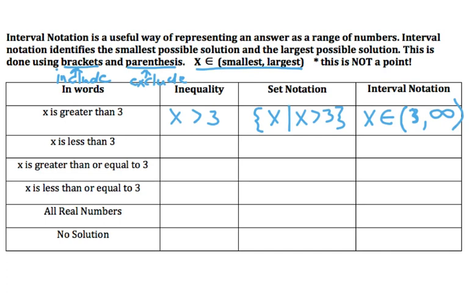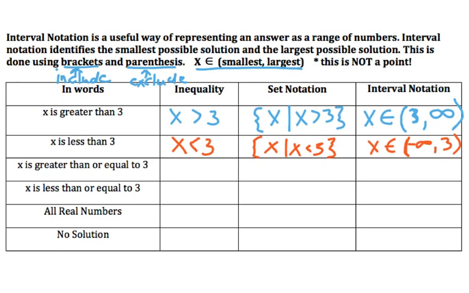Next up, x is less than 3, so we're pointing to the x, open to 3, so that's less than 3. Set notation, you probably already figured it out, the set x such that x is less than 3. And then interval notation, we're going to do it again. So x is an element from, now our smallest value, we can go as far negative as we want, which means we're going to go to negative infinity, all the way up to 3, but we're not including them, so we're going to use parentheses.